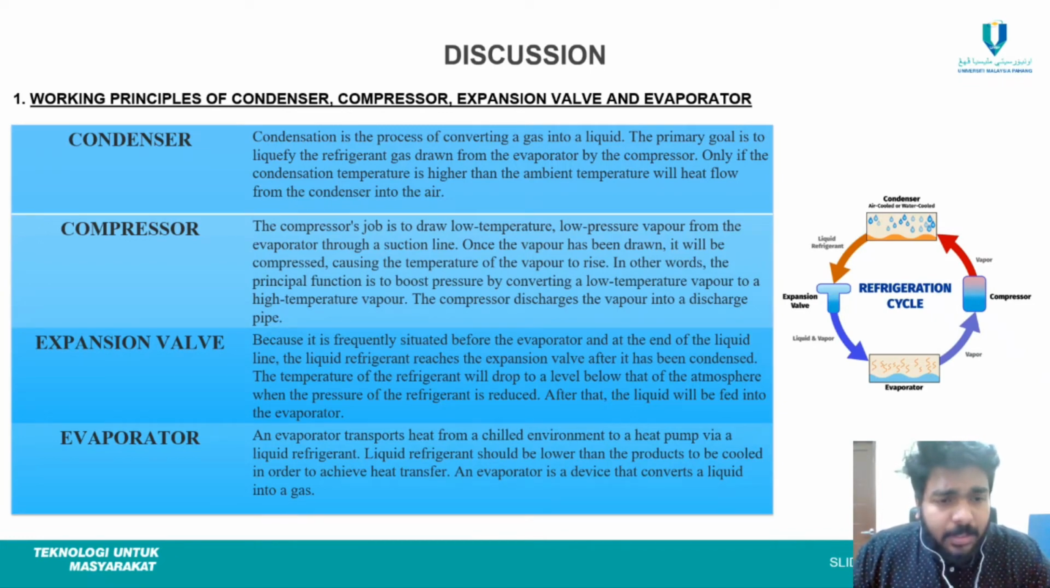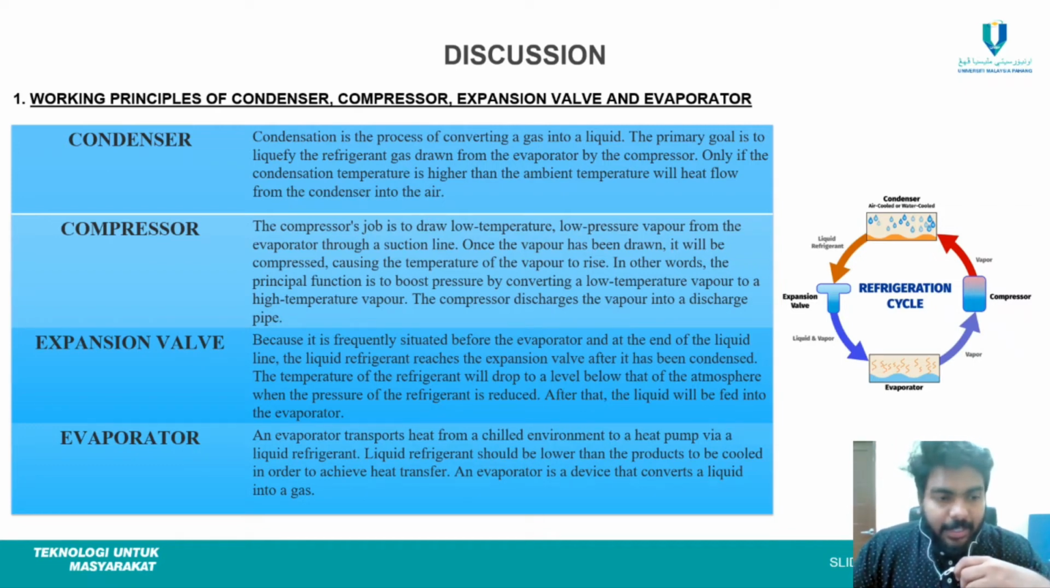And next will be the compressor. Compressor's job is to draw the low temperature, low pressure vapor from the evaporator through the suction line. And once the vapor has been drawn, it will be compressed, causing the temperature of the vapor to rise. In other words, the principal function is to boost the pressure by converting a low temperature vapor to a high temperature vapor. And the compressor discharges the vapor into the discharge pipe.